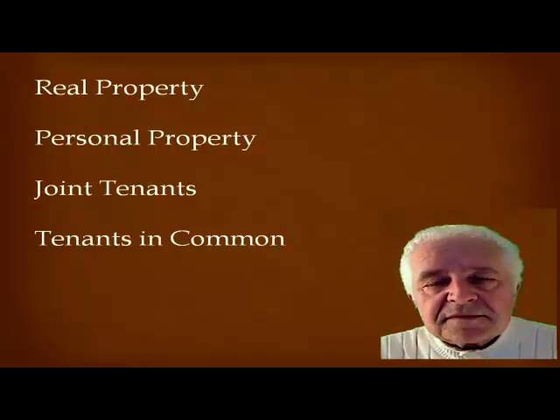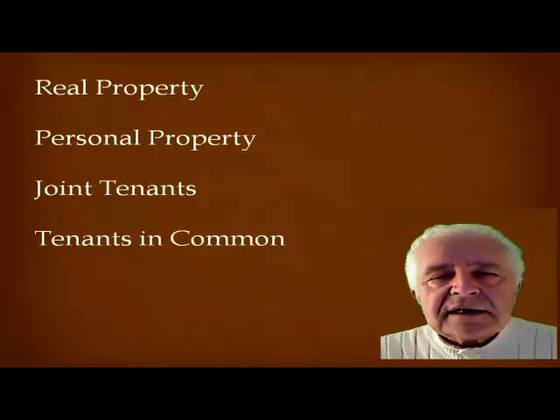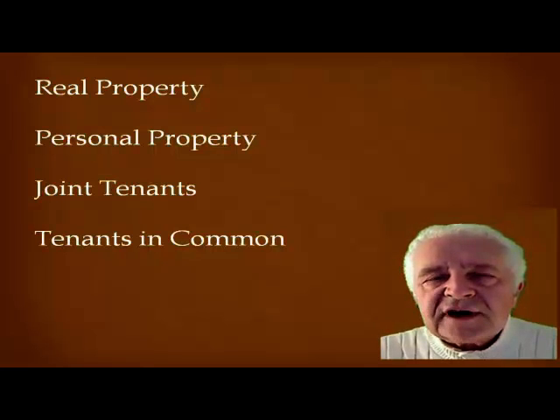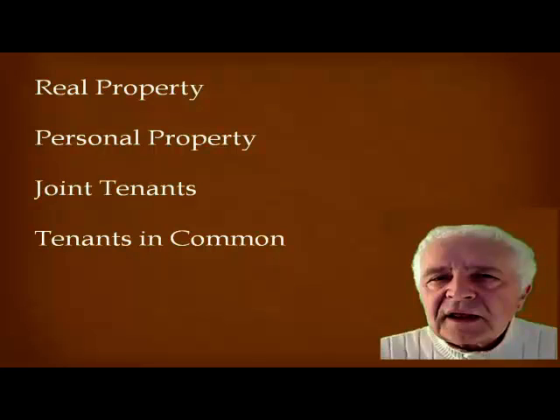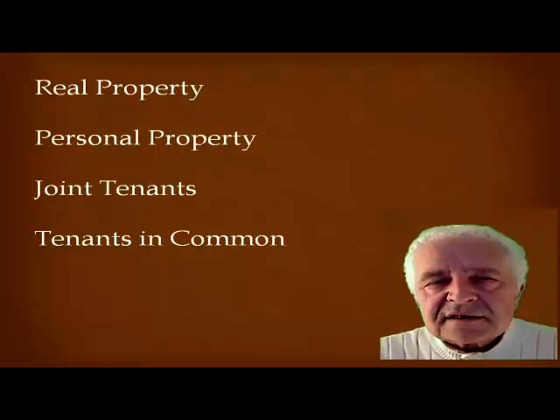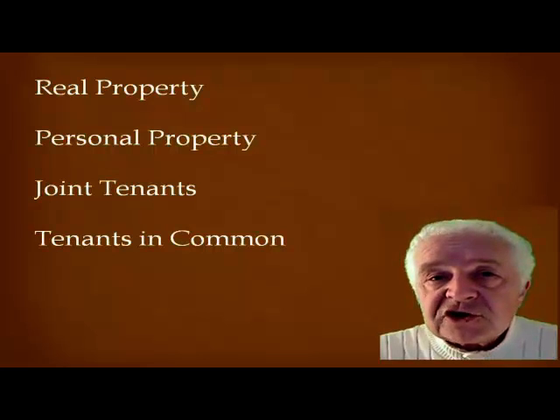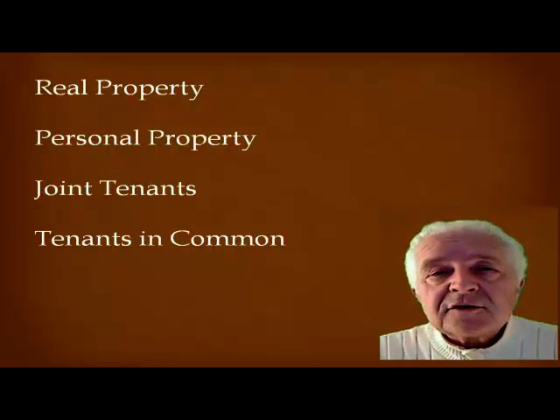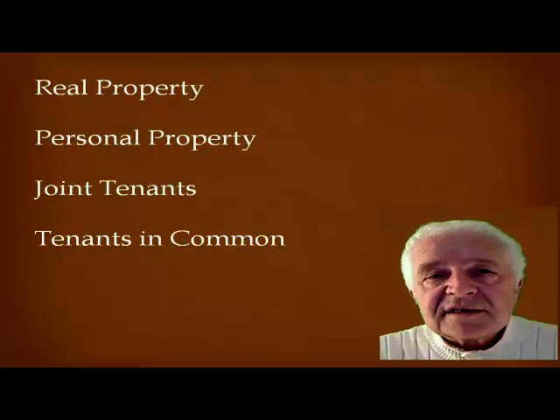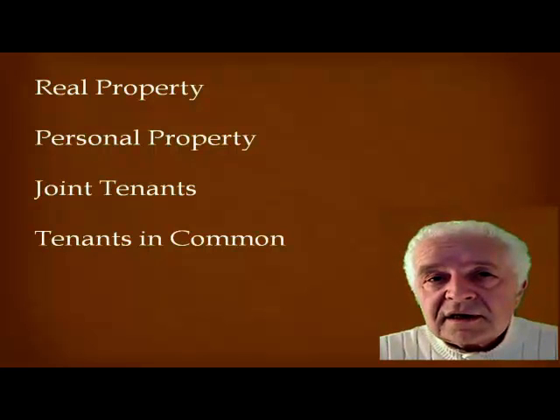If it is in joint names, then both names will appear, and what you're looking for is to find out whether they are holding the land as joint tenants or as tenants in common. If they hold as joint tenants, then that means that the jus acquescendi, or right of survivorship, takes effect, and so the legal estate automatically passes to the surviving spouse.